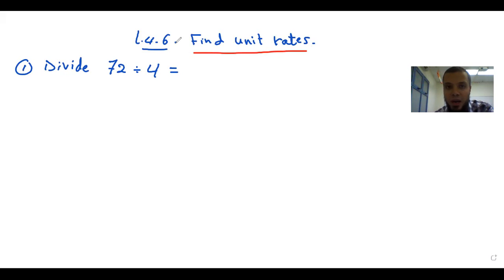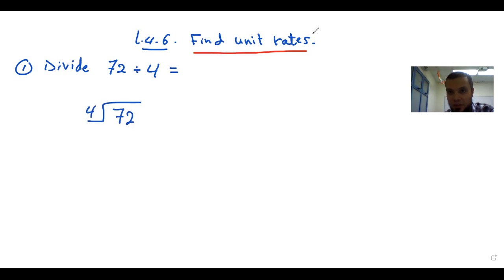72 divided by 4. How can I solve 72 divided by 4? I need one of you to help me. Saud, do you remember the way of dividing? Yes, the long division way. Long division, that's right. So I need to use this symbol. What should I write inside this symbol? 72, the dividend. And on the left, 4, the divisor.